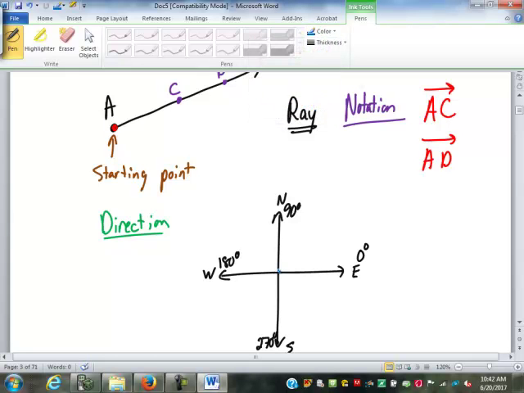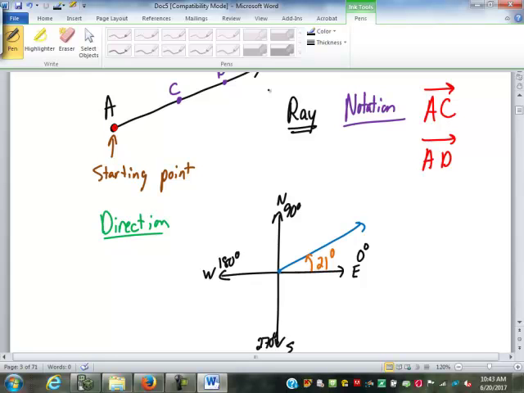So the direction was from this. If I put AC on here, the direction of AC is just that angle right there. Now, we're not going to get into measuring angles in this class. So let me just tell you that's 21 degrees or so. So the direction of ray AC is 21 degrees. It's going off in that direction.